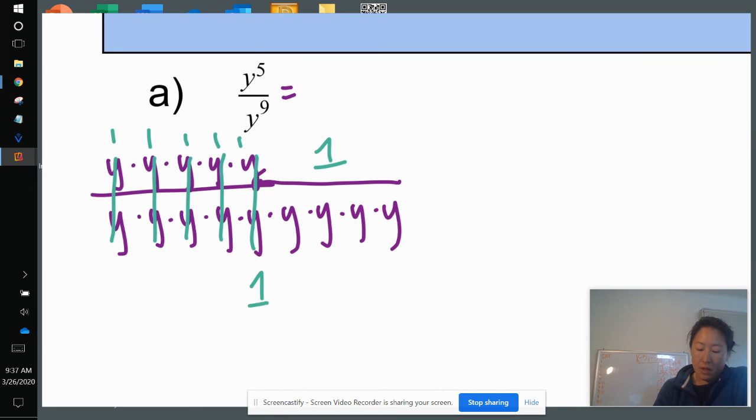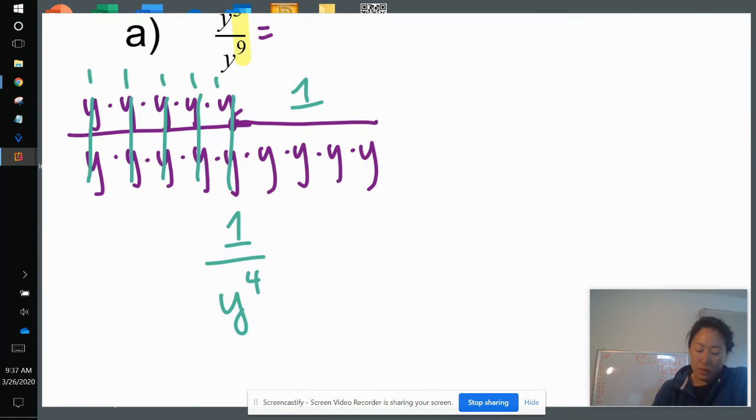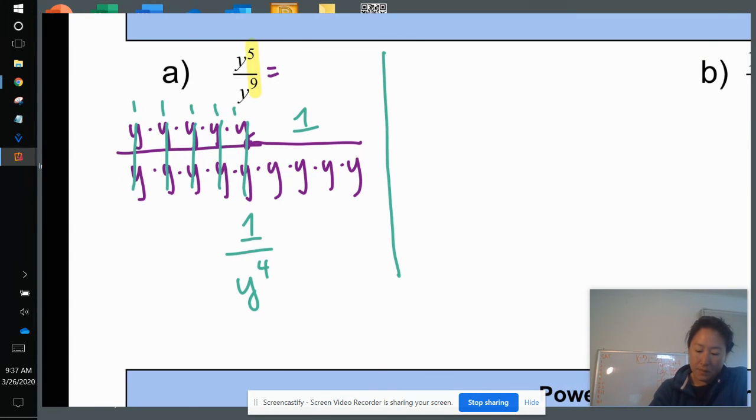I have 1 over y to the fourth power. So if you look at the exponents, what did we do with them? We subtracted them. So the short way is to do this.